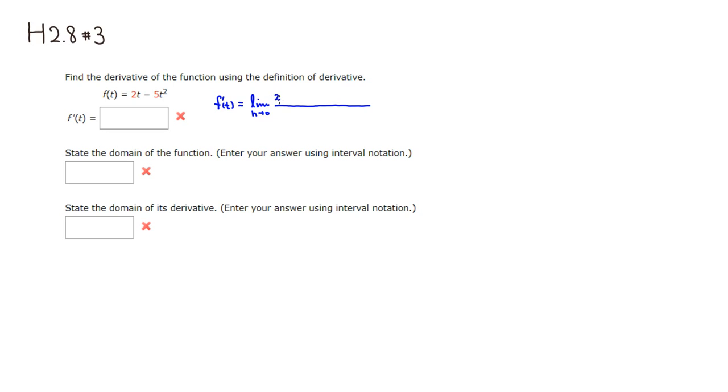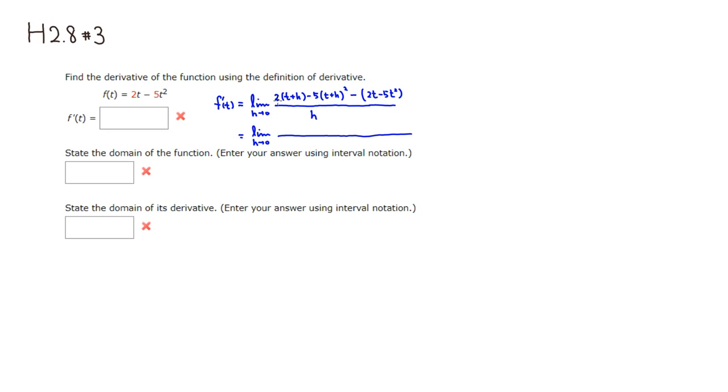So you have 2 times t plus h minus 5 times t plus h squared, minus the same function here, f of t, which is 2t minus 5t squared, and then all over h. Alright, so let's multiply this out a little bit. So we have a limit as h approaches 0.